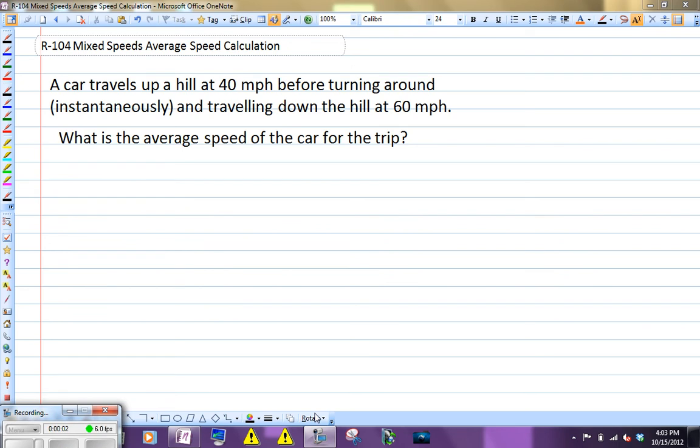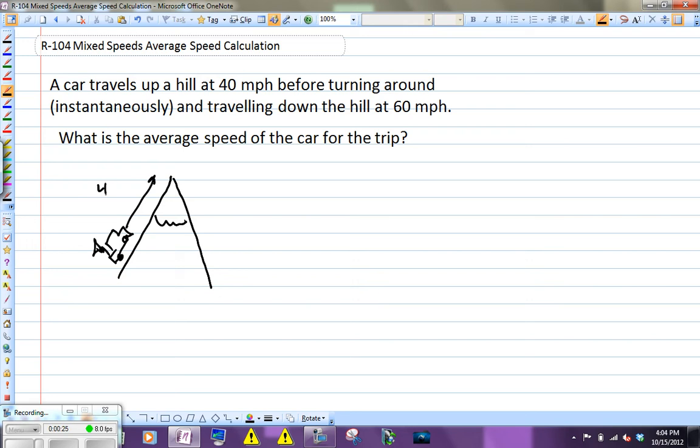So here's an interesting problem that I heard on Car Talk a number of years ago, Click and Clack, the Tappet Brothers, and it involves a car that goes up a hill and then down that same hill. When it goes up the hill, it travels at a speed of 40 miles an hour. And when it goes down the hill, it travels at a faster speed of 60 miles an hour. It's a very simple question, and that is, what is the average speed of this car on that trip?